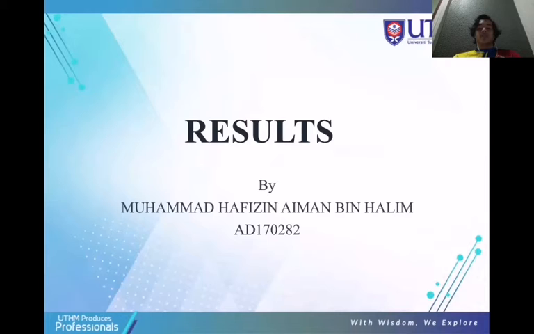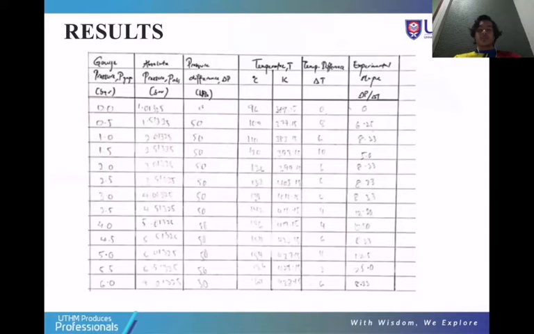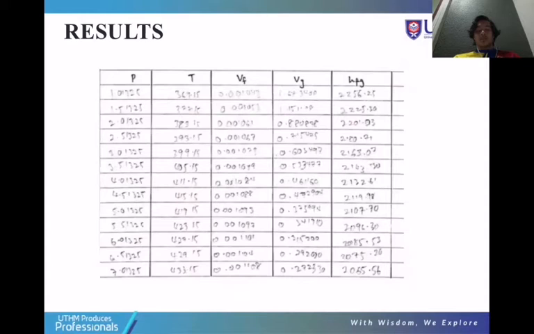I'll be presenting about our result of the experiment. There's not much to explain because we got this result from the video of our lecturer doing the experiment. But here in the table, we have the gauge pressure, absolute pressure, pressure difference, temperature in degrees Celsius and also Kelvin, the temperature differences, and also the experimental slope. For the second table, we find the data of the pressure, temperature, specific volume, and also enthalpy.